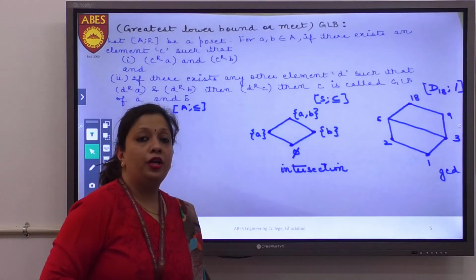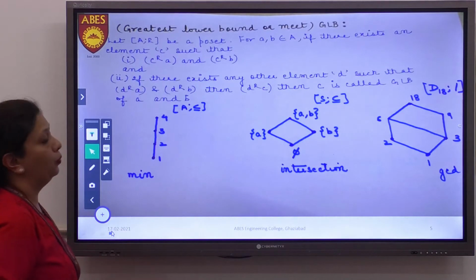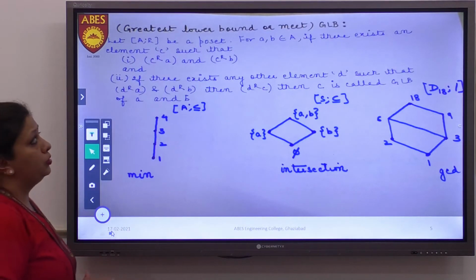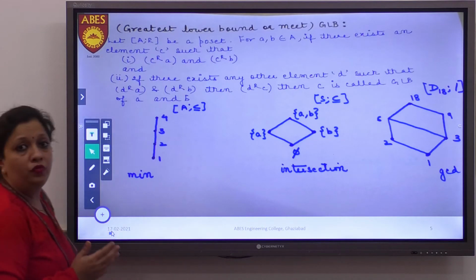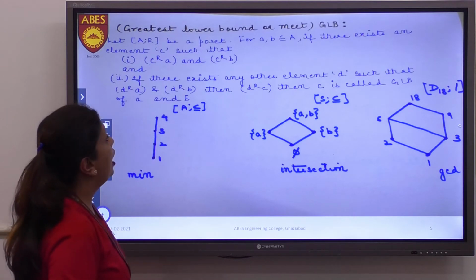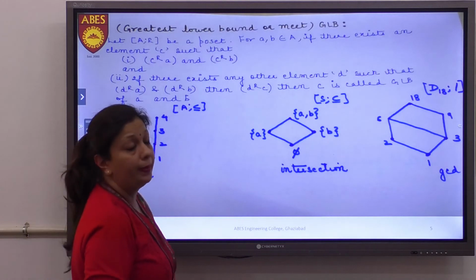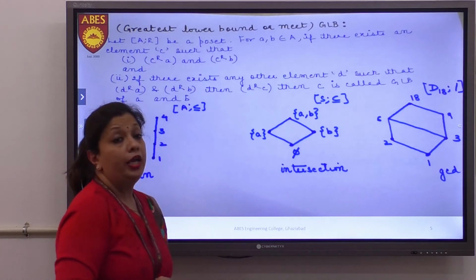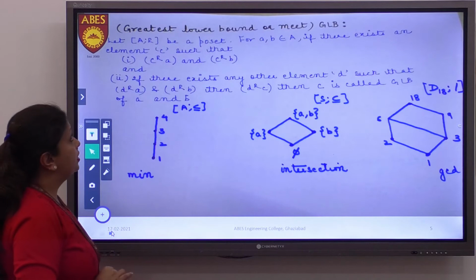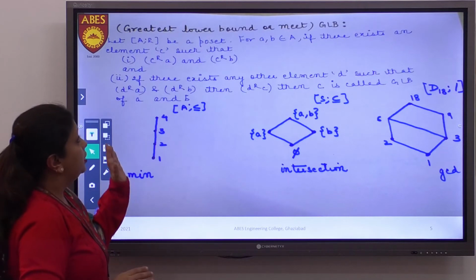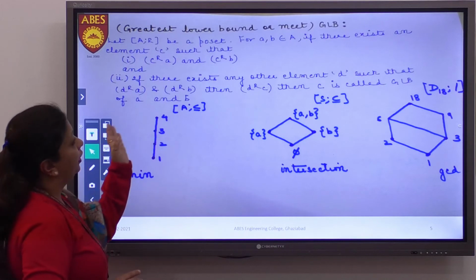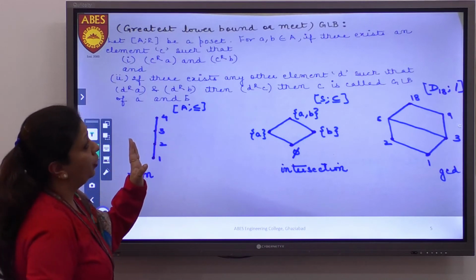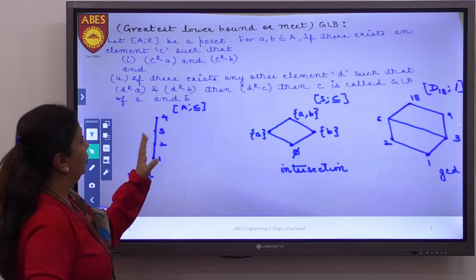Now next we will be talking about greatest lower bound. This greatest lower bound is also known as MEET or GLB. Now first we will move with the definition. Let A comma R be a poset, for A comma B that belongs to A, if there exists an element C such that C is related with A and C is related with B, then we can say that C is going to be your greatest lower bound.